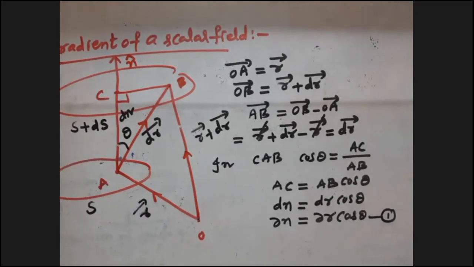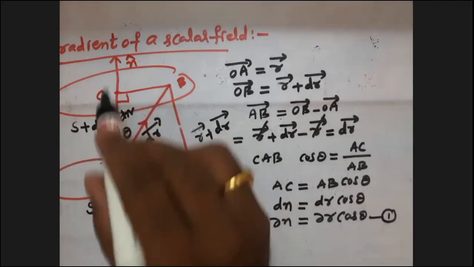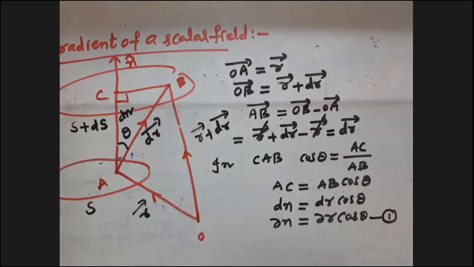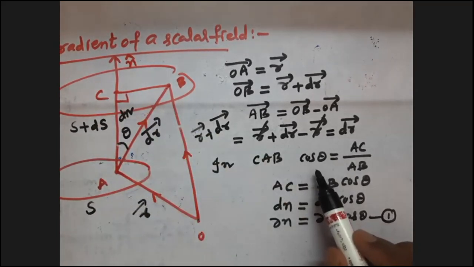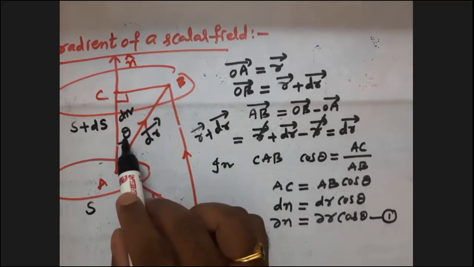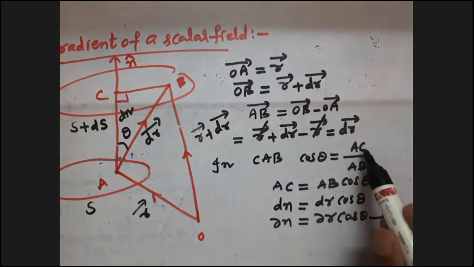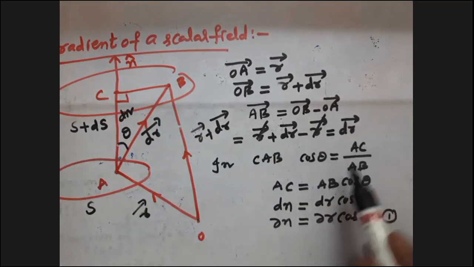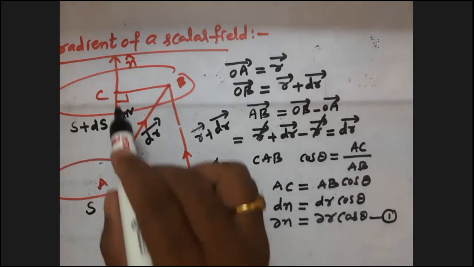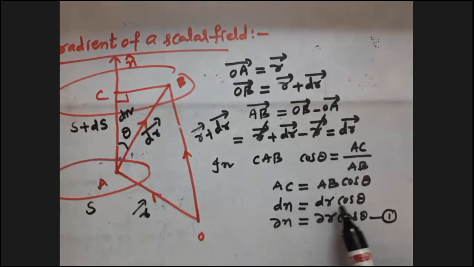So what am I doing here? In the triangle ABC, I consider cos theta. Cos theta equals adjacent side AC by hypotenuse AB. Taking cross multiplication, AC equals AB into cos theta, but AC equals dn, that equals dr cos theta, or dn equals dr cos theta. This is equation 1.